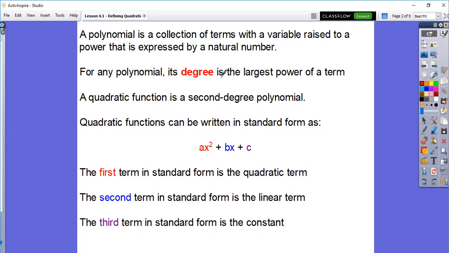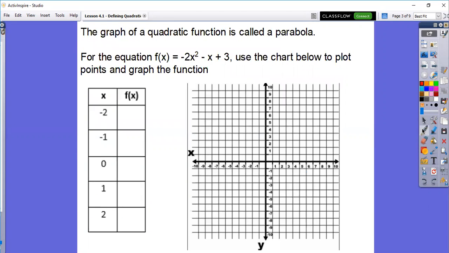So a quadratic function is the second degree polynomial written as ax squared plus bx plus c in standard form. So this form right here is what's called standard form. And then I refer to this first term as the quadratic term, the linear term, and then this term is the constant. All right, so the graph of a quadratic is called a parabola.